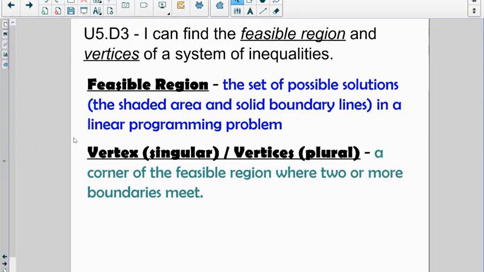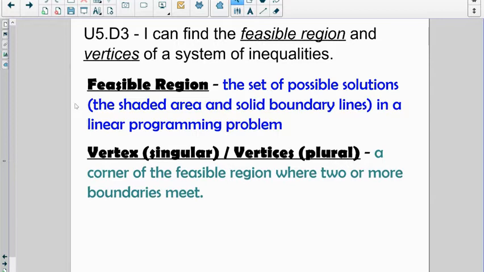So here are the definitions for today. A feasible region is the set of possible solutions in a linear programming problem. In other words, it's the shaded area and any solid boundary lines along that shaded area. Now, a vertex, or vertices if we're talking about more than one vertex, is a corner of the feasible region where two or more boundaries meet.